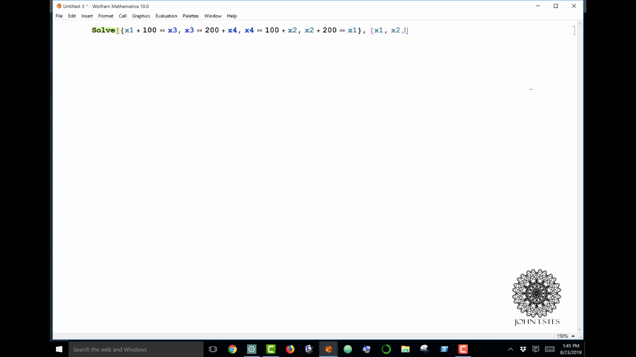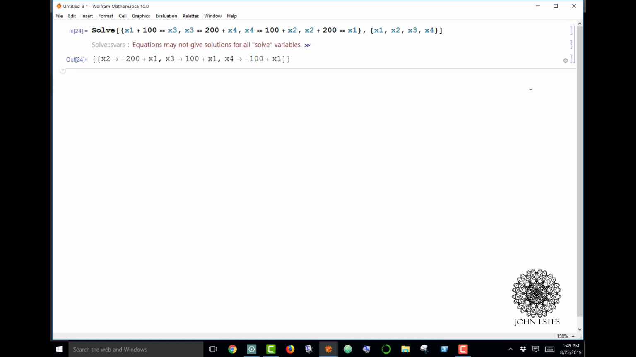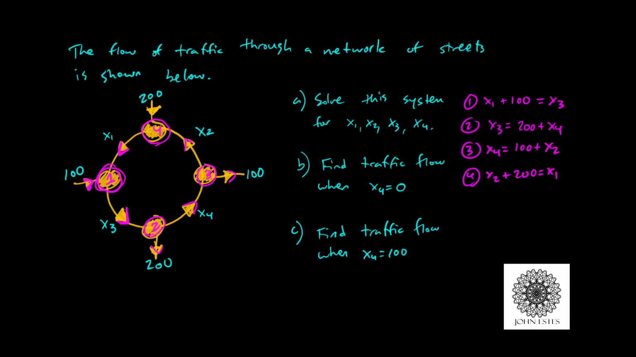And I'm going to solve this for x1, x2, x3, and x4. So there we have it. Notice I have x2 is negative 200 plus x1, x3 is 100 plus x1, and x4 is negative 100 plus x1, which means I can replace x1 with any real number I want and get a solution here. Now it wasn't surprising that our solutions in Mathematica would give us parametric solutions because, I mean, what kind of road system would have a constant flow, right? So these x1, x2, x3, x4s have to vary.